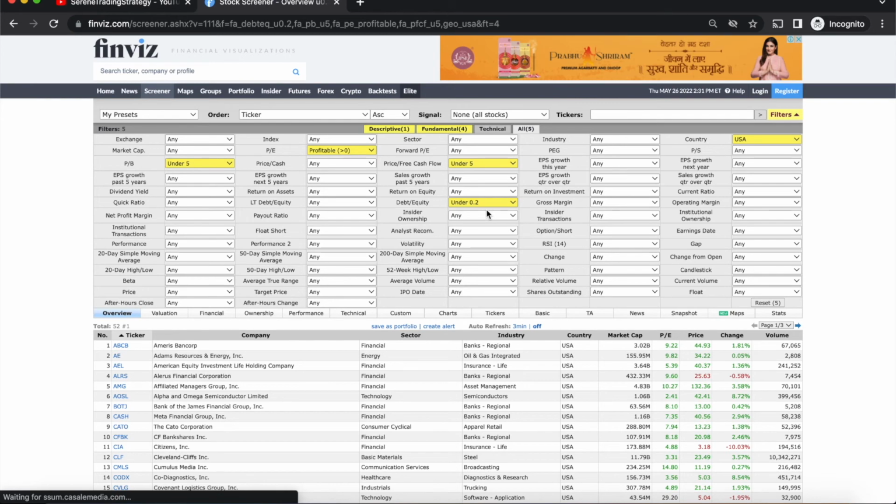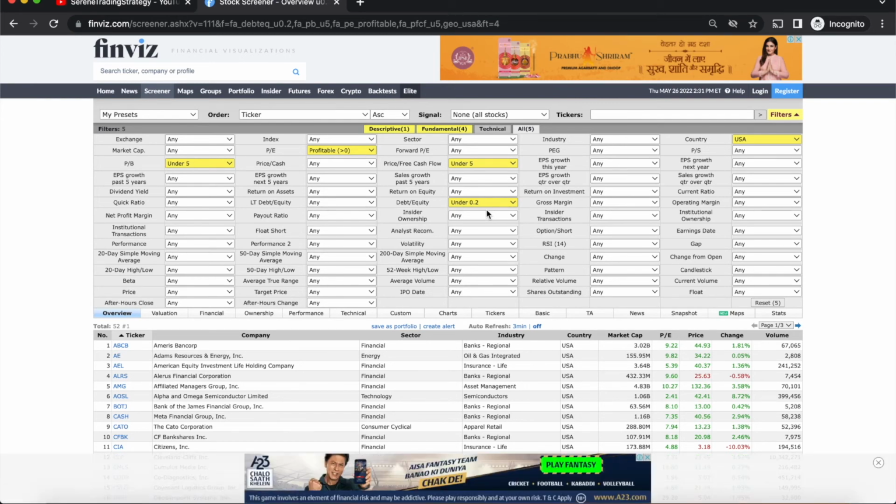You do not want to get into companies with too much debt, so we are putting debt to equity less than 0.2. 0.2 means that this level of debt is easily serviceable based on the assets of the company. So in the worst possible scenario, the company will have to liquidate some of its assets, and it will be easily able to meet these debt obligations. But the chances of the company totally going under or going bankrupt will not happen.